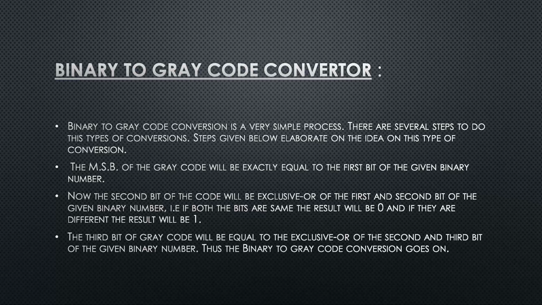It's a very simple process, and there are few steps to do this. I am going to tell what are the steps. The MSB, the most significant bit of the gray code, will be exactly equal to the first bit of the given binary number, and the second bit will be exclusive OR of the first and second bit of the given binary number. That is, if the bits are same, the result will be 0, and if they are different, the result will be 1. The third bit of the gray code will be equal to the exclusive OR of the second and third bit of the given binary number. Thus, the binary to gray code conversion goes on.